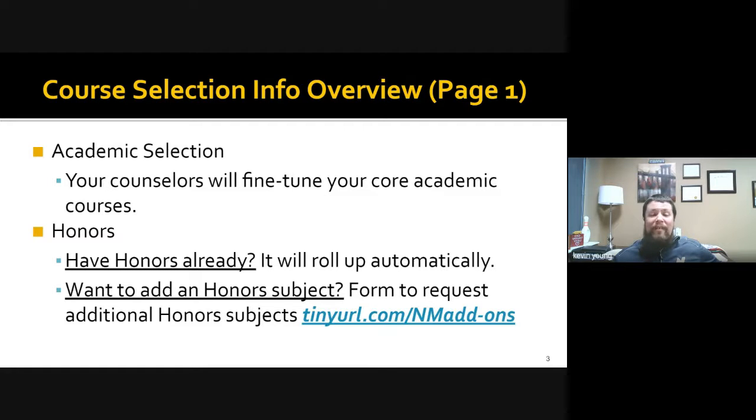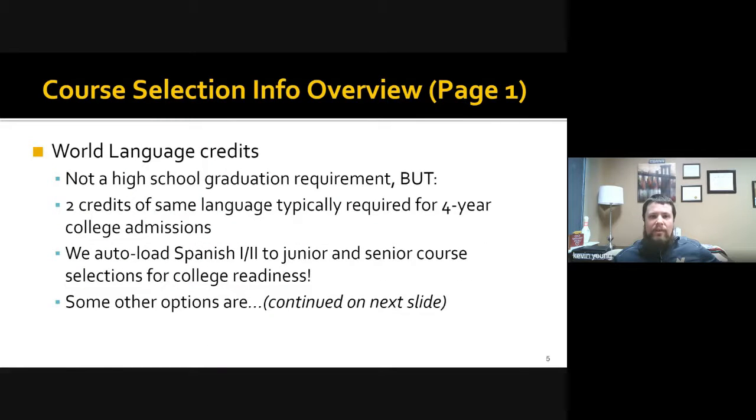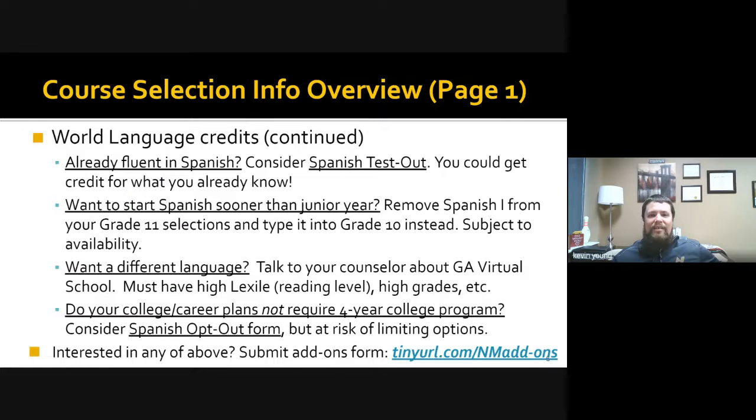So if you're interested in any of these add-ons, you need to complete the add-ons form by the end of the week. Those add-ons include honors, that's in core, or dual enrollment. Also, there's a number of different ways to handle world language credits, since it's not a high school graduation requirement, but it is a common requirement for higher education, that you have earned high school credit in 2 credits in the same world language, beg your pardon.